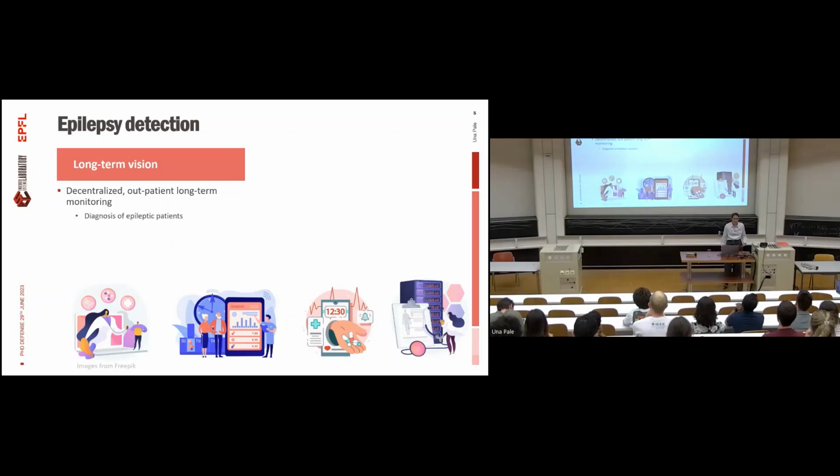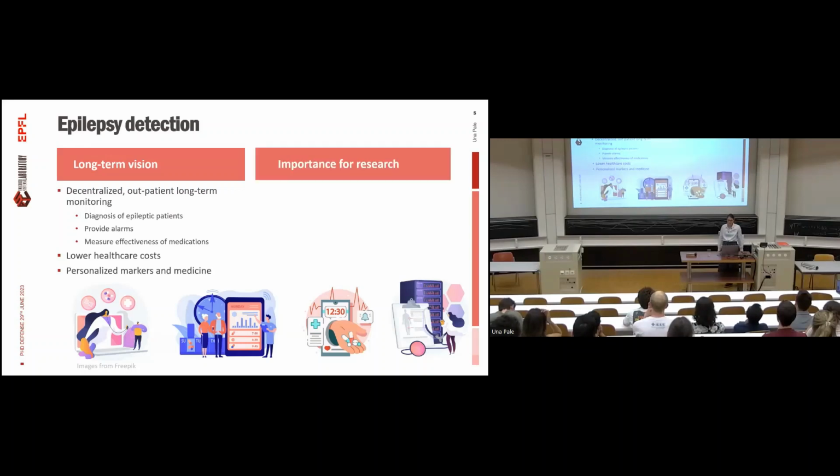This could help us diagnose patients that actually have epilepsy and not some other neurological disease, provide alarms to the ones that have it, and maybe even measure the efficacy of different medications. Ultimately, hopefully it will lead to lower healthcare costs and help us design personalized markers in medicine. But for us as researchers, it's also interesting because it could help us create long-term databases, and also databases that are more diverse, from more real-life environments.